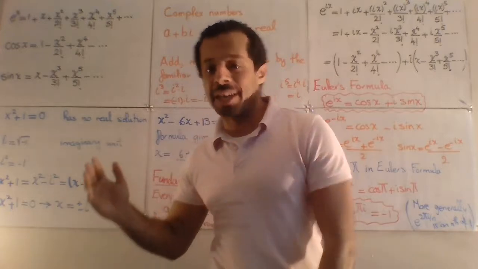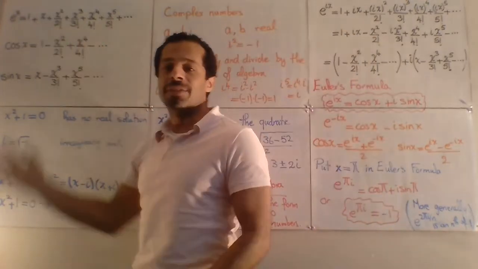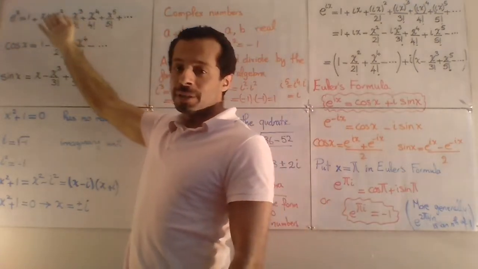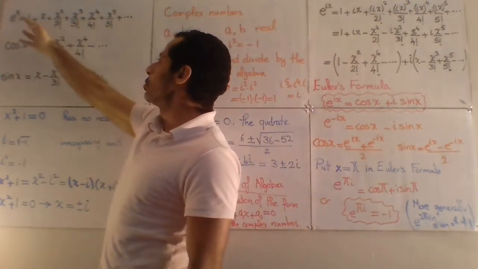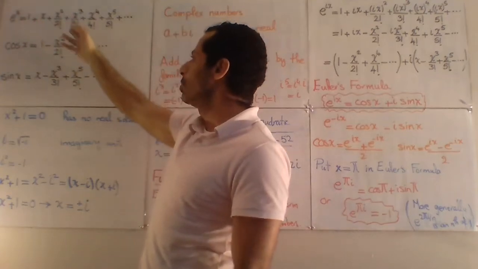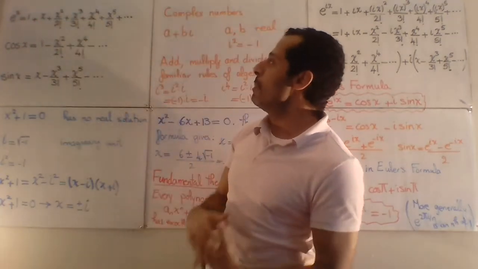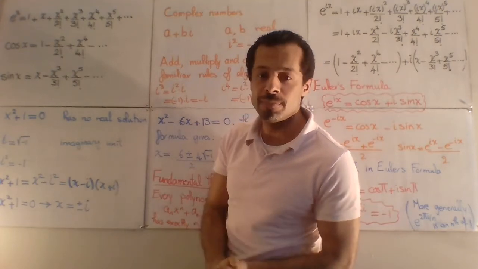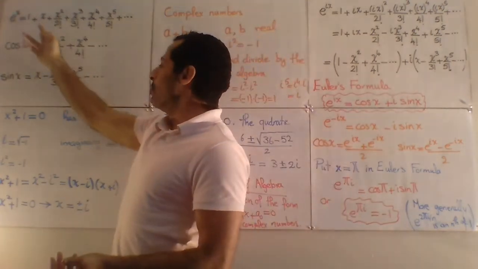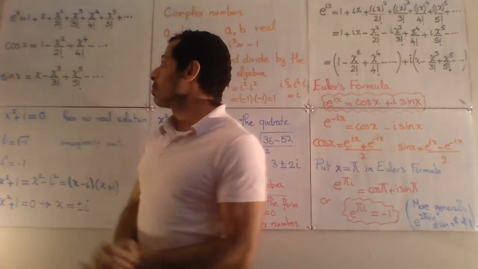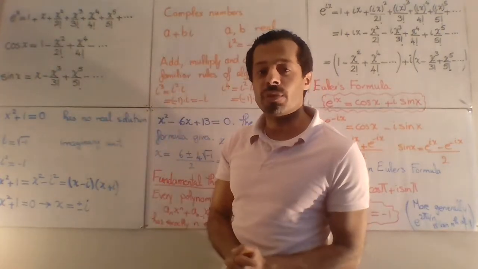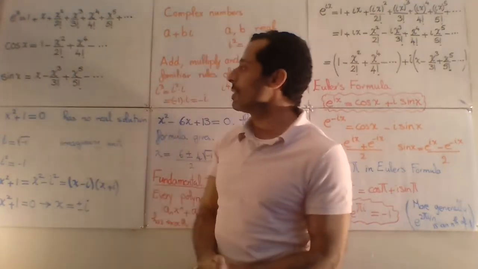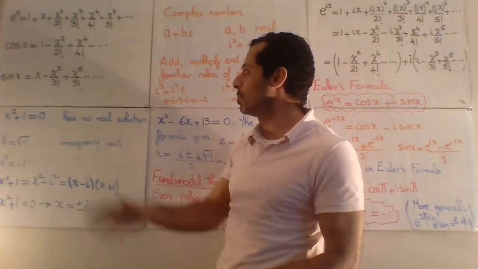So if we take a look again at these three familiar Taylor series: the Taylor series expansion of e to the x, or the Maclaurin series of e to the x, which is 1 plus x plus x squared over 2 factorial, plus x cubed over 3 factorial, plus x to the 4 over 4 factorial, plus x to the 5 over 5 factorial, plus so on. Cosine x, we know, is 1 minus x squared over 2 factorial plus x to the 4 over 4 factorial minus so on. And sine x is x minus x cubed over 3 factorial plus x to the 5 over 5 factorial minus so on.